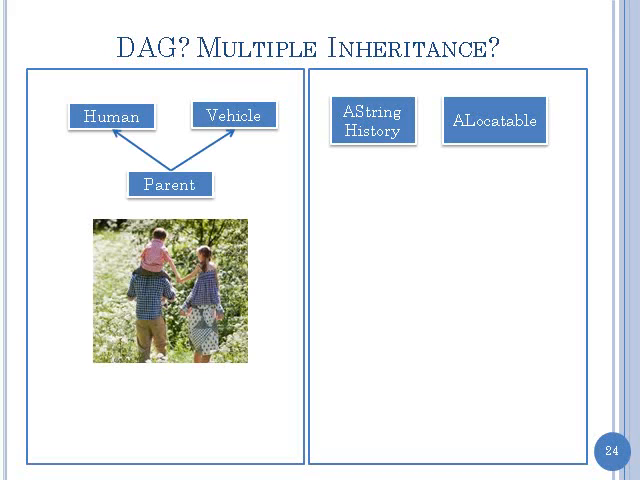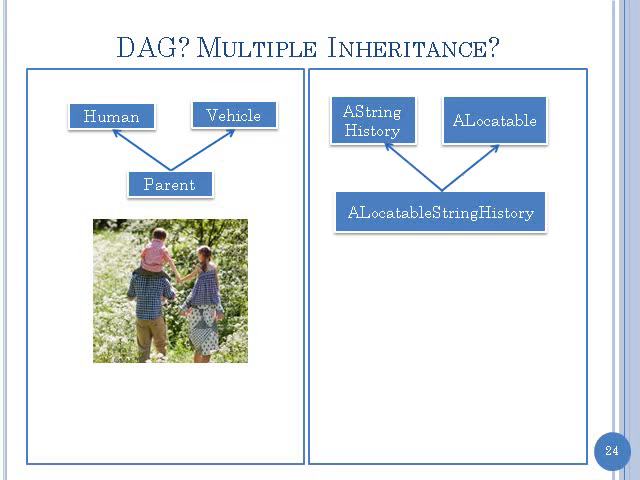Human and vehicle. So maybe a child is one that inherits from both. In classes, I could have something that is a string history. I could imagine something that is also locatable, something you can put on the screen. And I could have a locatable string history. And the syntax for doing this is very easy, right? I say a locatable string history extends a string history, comma, a locatable. We've got the syntax, we've got the reason.